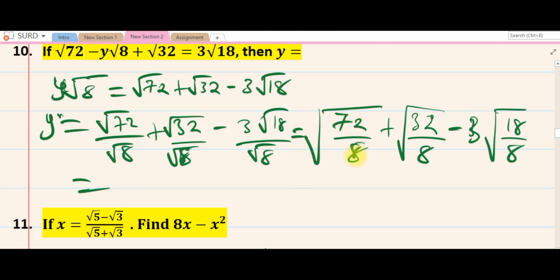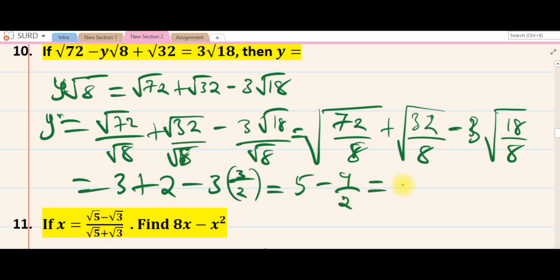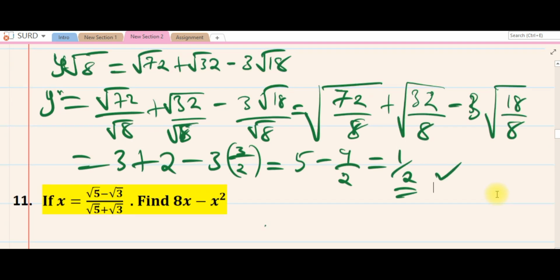72 over 8 is 9. Root 9 is 3. 32 over 8 is 4. Root 4 is 2. This has no perfect root, but something can go. 2 in 18 is 9. 2 in 8 is 4. Square root of 9 is 3, while square root of 4 is 2. So I have 5 minus 9 over 2, which is 1 over 2. So the answer is half.